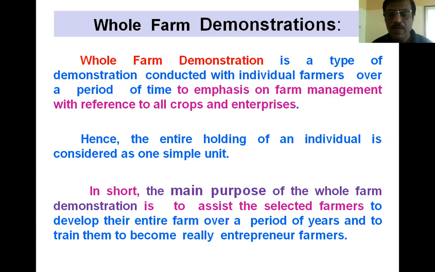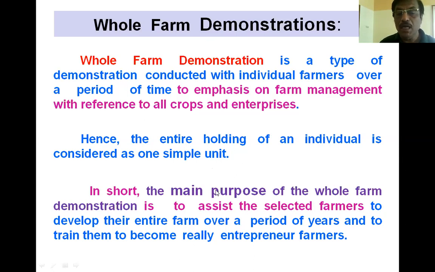In all the enterprises, the improved cultivation practices are adopted to show the worth of the improved cultivation practices to the farmers, to make the whole farm a sustainable unit. Hence, the entire holding of an individual is considered as one simple unit.